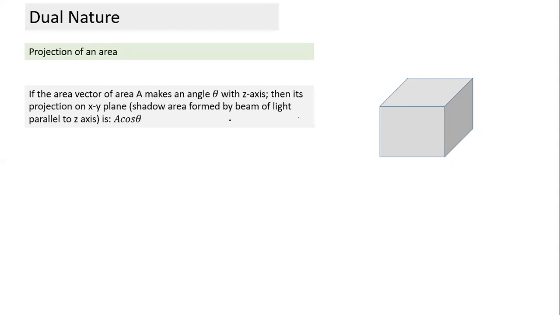Suppose there's an area vector A. Area is a vector, and we take its direction as perpendicular to that area. If that area vector makes an angle theta with the z-axis, then its projection on the xy plane, a plane perpendicular to the z-axis, is equal to A cos theta. That's the projection, and we should keep this in mind.